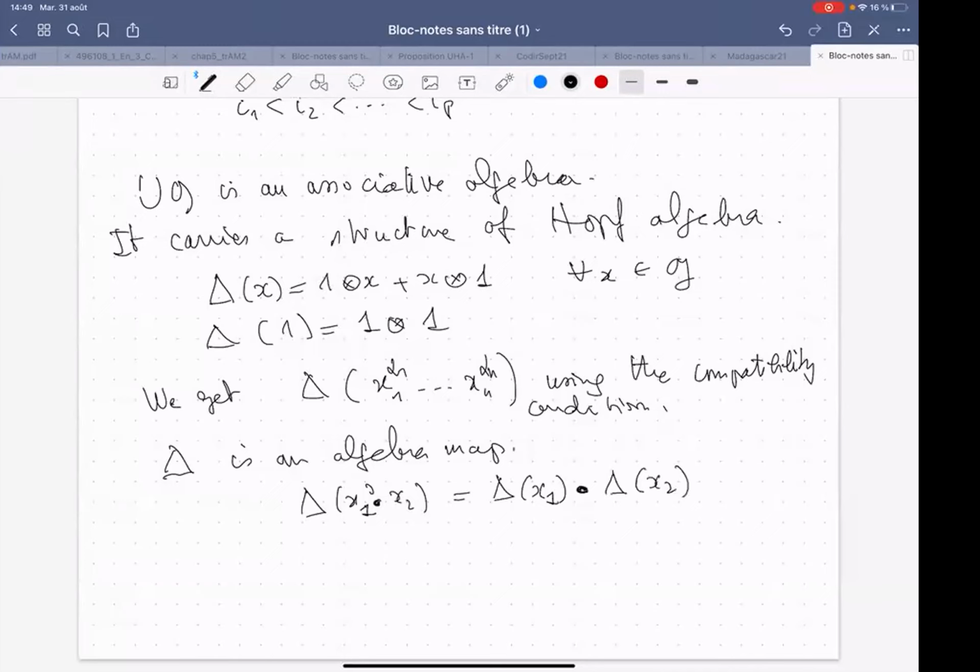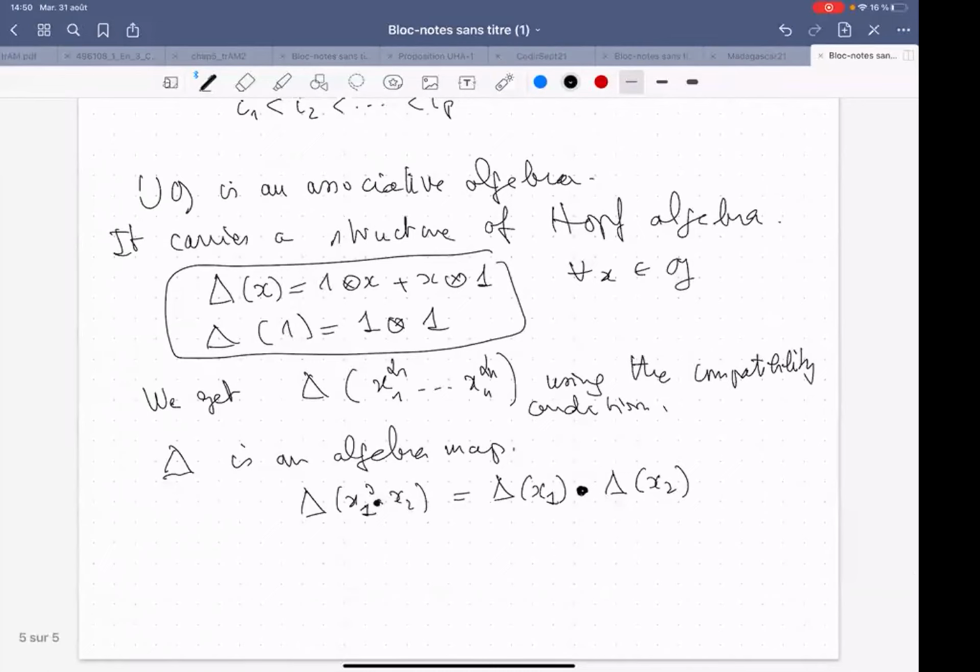Here I put a bigger dot to mention that the multiplication is in the tensor product. Then it's an algebra map. Then of course, using these two definitions, I mean the definition of the coproduct on the elements of J, this is enough to get the coproduct on any element of U(J).